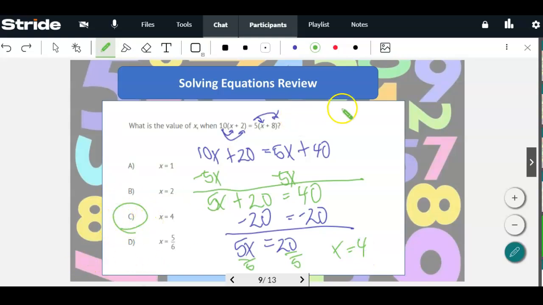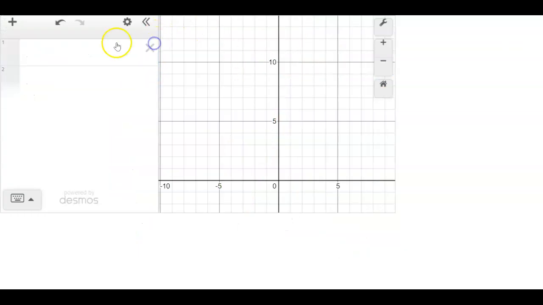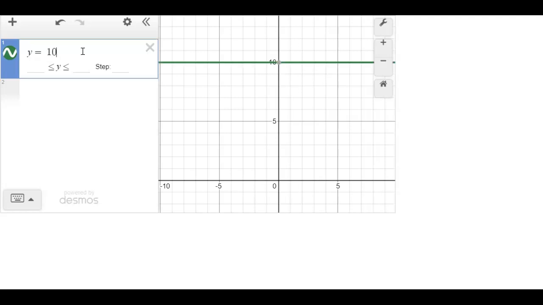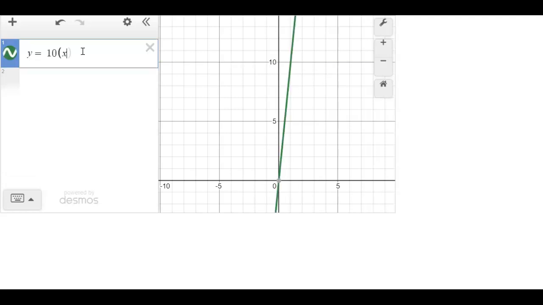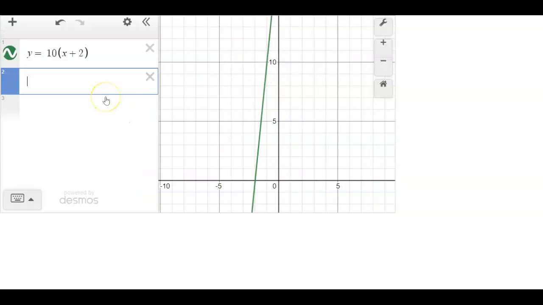So looking at the calculator, we have 10 times x plus 2. I'll get rid of those, and we're going to put y equals 10, put parentheses, x plus 2. Okay, there we go. And then we have 5 times x plus 8. y equals 5 times x plus 8.